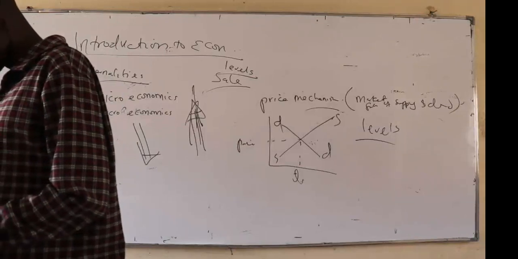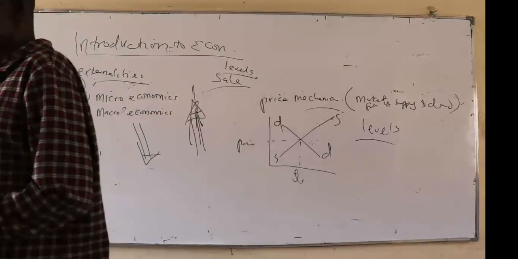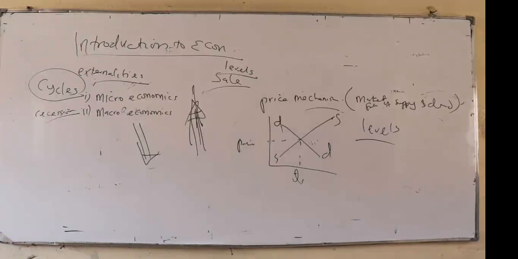Number 5, shortage of public goods. The price mechanism on its own cannot allocate adequate resources to the production of public goods.